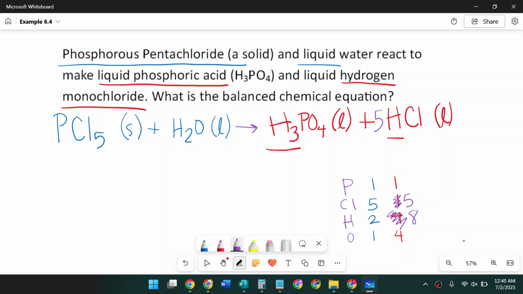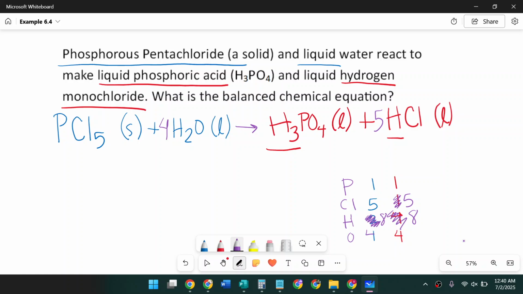So we have 2 hydrogen on the left and 8 on the right. If we multiply the water over here, if we put a 4 in front, then this 2 times 4 makes 8, and the oxygen, which was previously 1, becomes a 4. And if you notice, that fixes it.